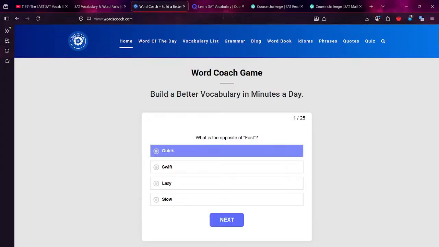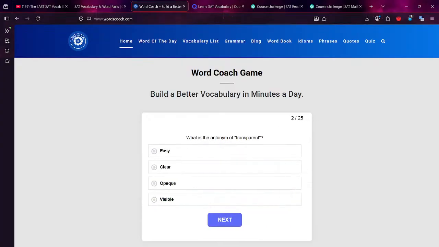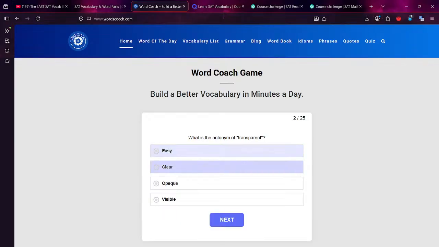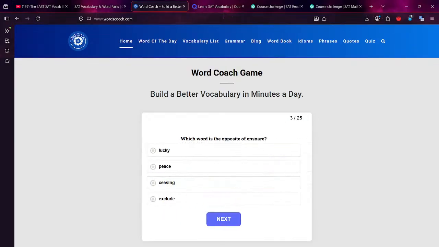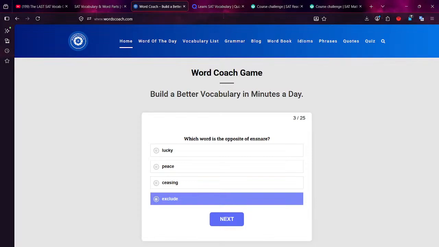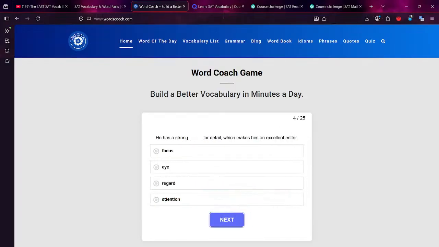But what's the opposite of fast? It's gonna be slow. The antonym of transparent is gonna be opaque. Opposite of ensnare. If you're ensnaring something, you're entrapping it with you. So if you're excluding it, it's gonna be the opposite, right? Bring it far away rather than close to you.